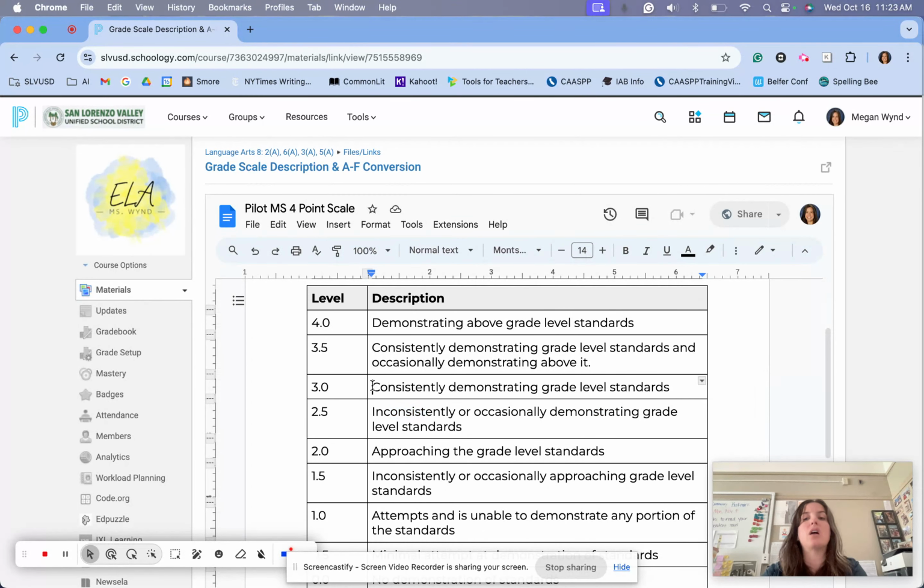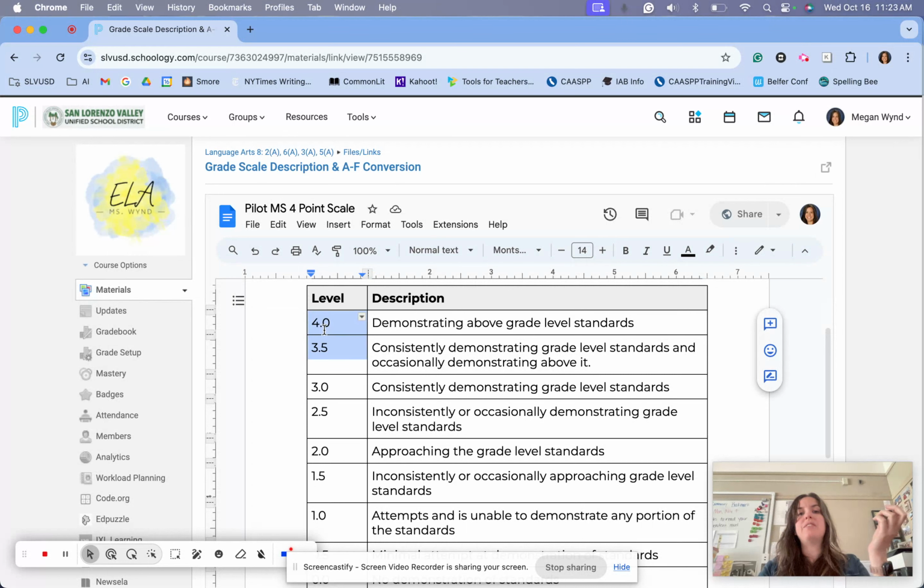A 2.5, sometimes on grade level, but not all the time. A 3, a solid 3 means you are doing exactly what's expected of an 8th grader consistently. 3.5, you are consistently doing 8th grade work and sometimes above. And then a 4, which honestly is not possible. Like that's just not, we aren't perfect humans, right? Like we can't do that. That's just not who we are. So a 4 on assignments or on a standard every once in a while, sure. An overall grade of a 4, no.